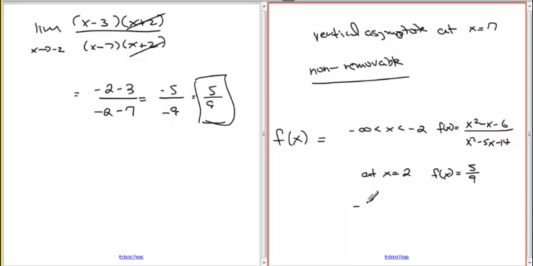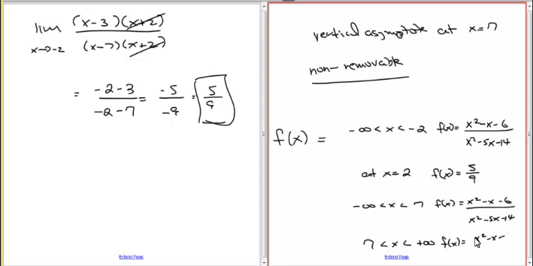Now, in reality, what we'd have to do to make this completely correct is, where the vertical asymptote exists, we wouldn't include that. So what we're doing here, because we don't set it equal to 7, might be a more compact way of putting this thing together. Okay, so there we go.